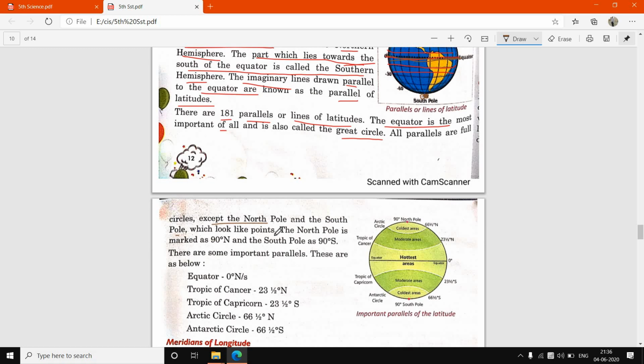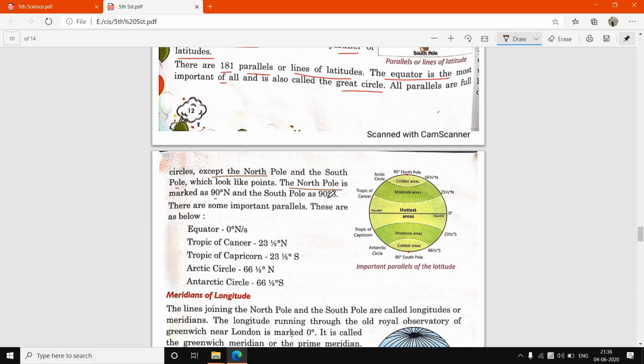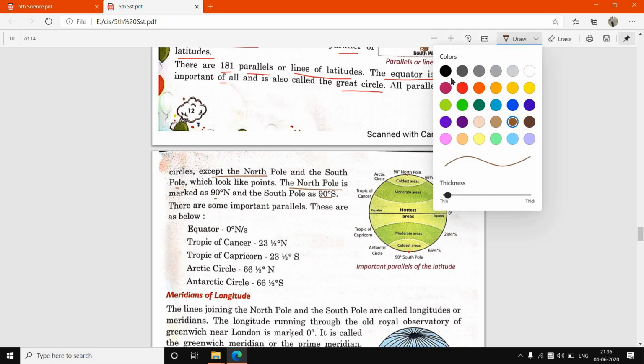Now we look: the North Pole is marked as 90 degrees N and the South Pole is marked as 90 degrees S. So these are the important parallels of latitude. This is the 90 degree South Pole, this is the 90 degree North Pole. There are some important parallels we have to mark. What are these parallels? We have to see these parallels.